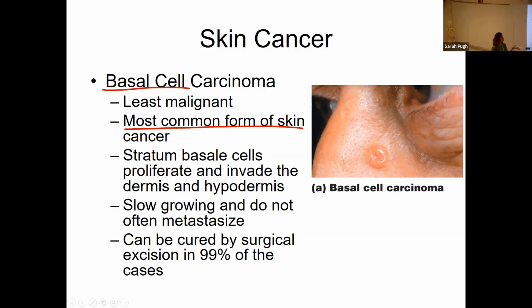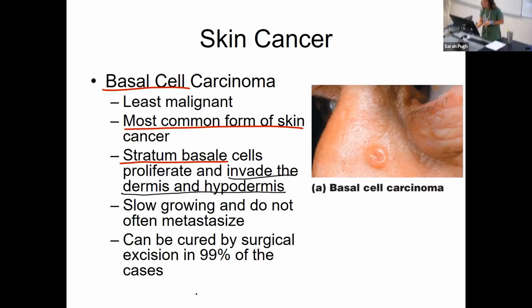The reason we call this one basal cell carcinoma is because it arises from that bottom layer, the stratum basale. What's happening is cells in the stratum basale are dividing uncontrollably, and they're actually pushing downward, down into the dermis. So they're invading the dermis and the hypodermis. Now this one, like I said, is slow growing. It does not metastasize very easily.